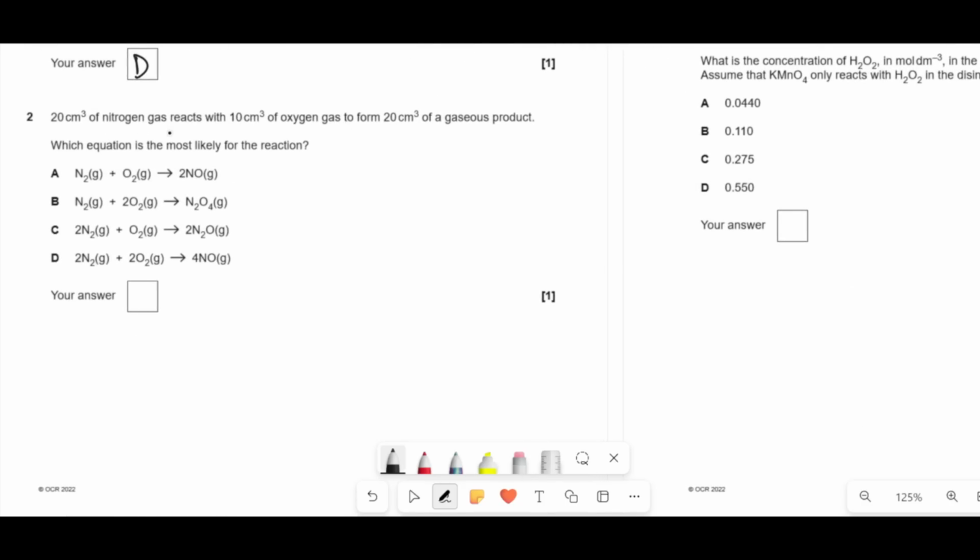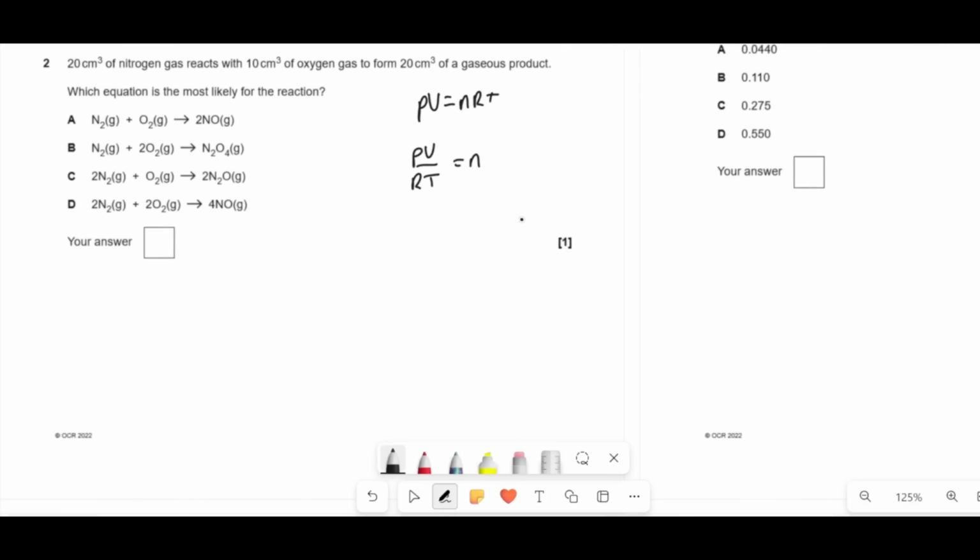Next, 20 centimeters cubed of nitrogen gas reacts with 10 centimeters cubed of oxygen to form 20 centimeters cubed of a gaseous product. So just as a quick reminder, PV equals nRT, right? So if I just rearrange this to moles, it'd be PV over RT equals n. Now, provided that the pressure and the temperature and R are the same, then n is essentially proportional to the volume. And you can assume that in these kinds of questions.